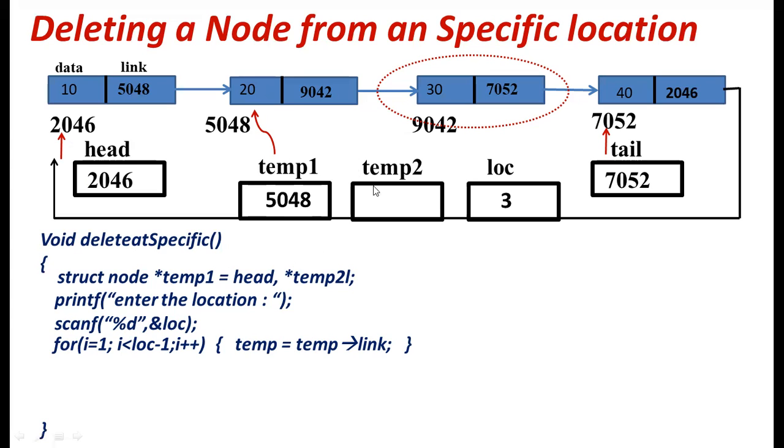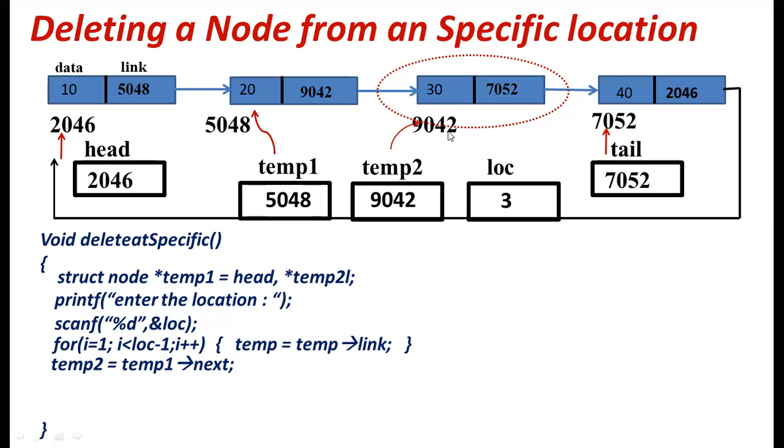Now we have to make temp2 point to this particular location. So how? To this particular address we need to point. So temp2 is assigned with the value temp1 to link. Temp1 to next or temp1 to link. Here in this case it is link, not next. So our temp1 will be pointing to this, and temp2 will be pointing to this node.